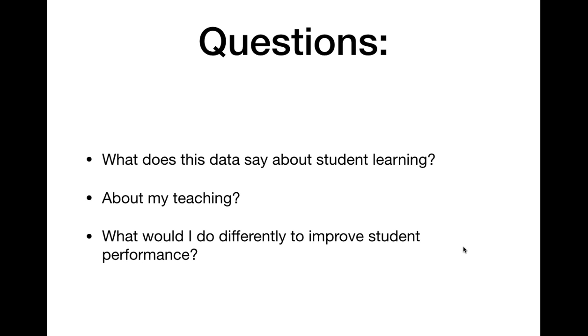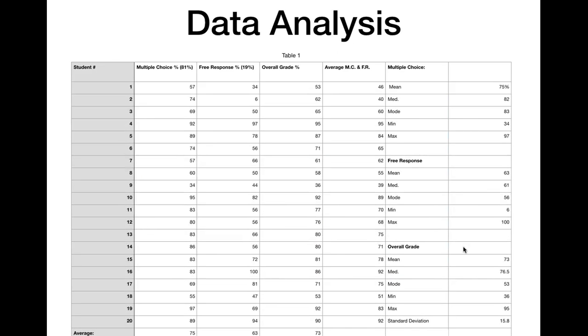So kind of going into those analysis questions, what was going on? What does this study say about student learning? So if I go back, I think it kind of states that on multiple choice, 75% was the class average, compared to the 63% on the free response. So I think that helps say that students are better at multiple choice. Just quite frankly, they're better at multiple choice. That's what they grew up doing.